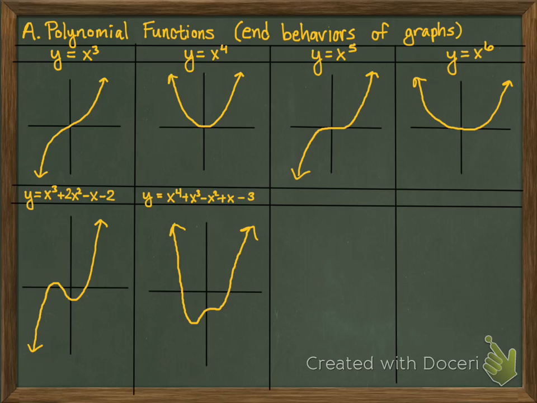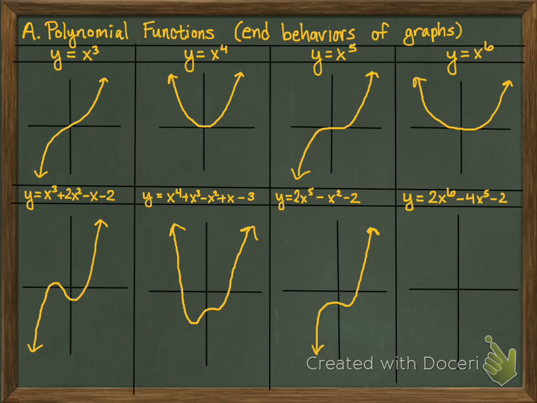X to the fifth as a polynomial function will look like that. And then x to the sixth as a polynomial function will look like this. So the top row are their general looks or their parent graphs. Below is when there are terms added to it. Now see if you can take a look at all of them and catch some patterns. Alright, let's go through all of them together.